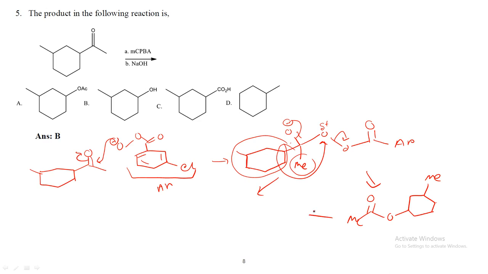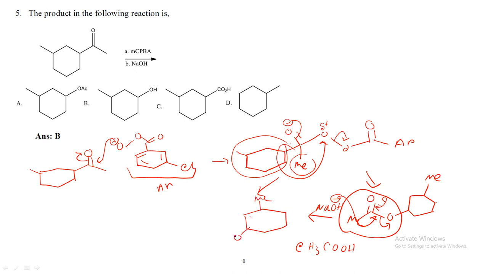This should be our product, right? Then you can see NaOH is used. So when NaOH is used, this type of ester is very prone to react with this type of bases. And this OH minus can easily attack over this, and it would break this particular bond. So this would generate this type of species followed by methyl and OH with this 1-3 relation. So this should be our product.